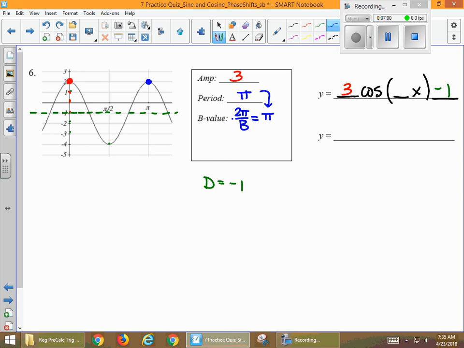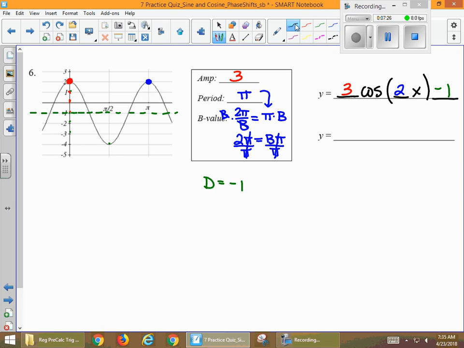Multiply both sides by b. 2 pi equals b times pi. Divide both sides by pi. So b equals 2. And you're done with that first equation. You're done with the convenience equation. And now we can write the one with the phase shift.